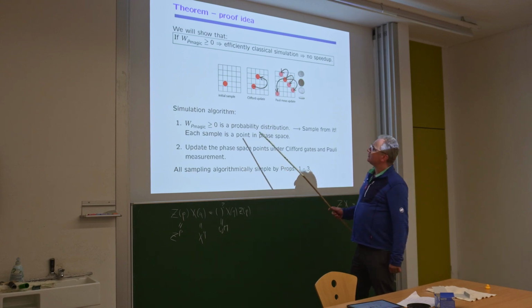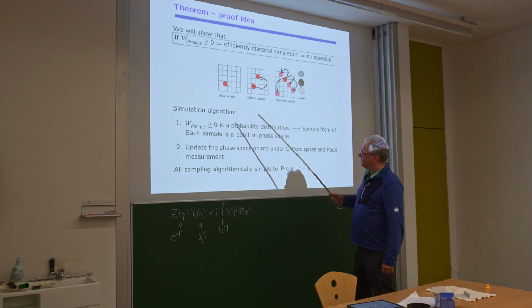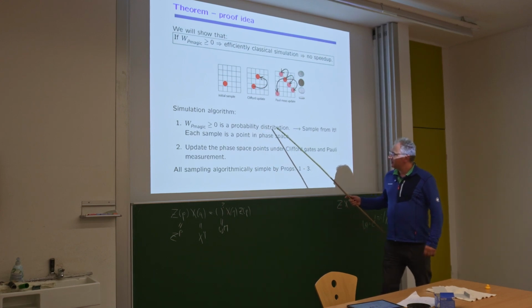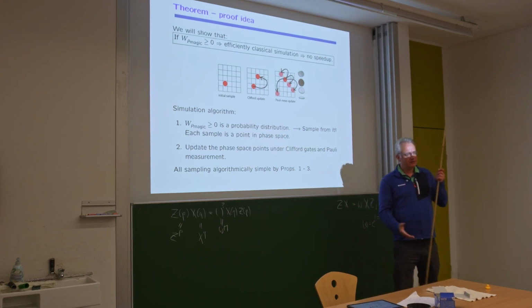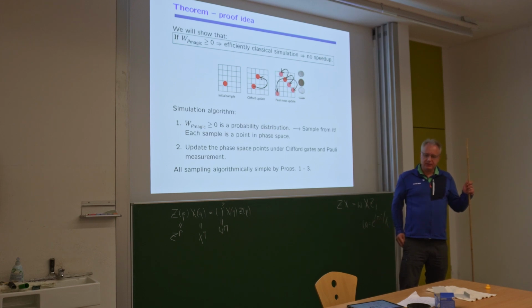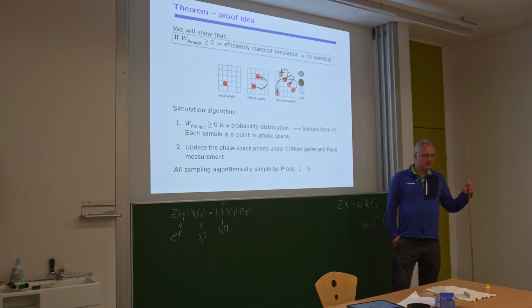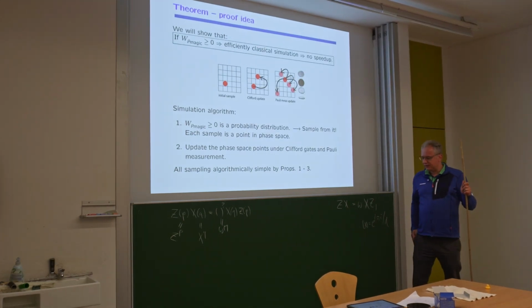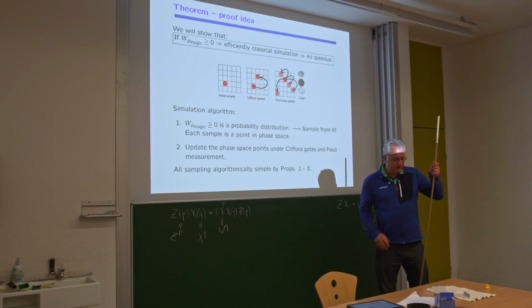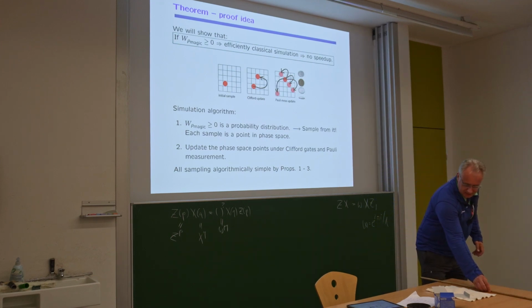There is one more thing to say about the first step. I said we're dealing with a probability distribution. If the Wigner function is positive, then it's a probability distribution. So far, so good. But that doesn't mean that it is efficiently sampled from. These are two different things. The possibility of sampling doesn't mean that sampling is algorithmically efficient. For that, we need some more. And for that, we need a fact that we previously saw.